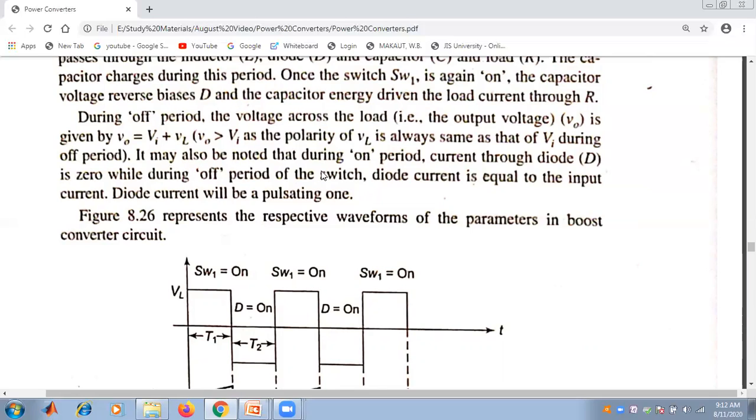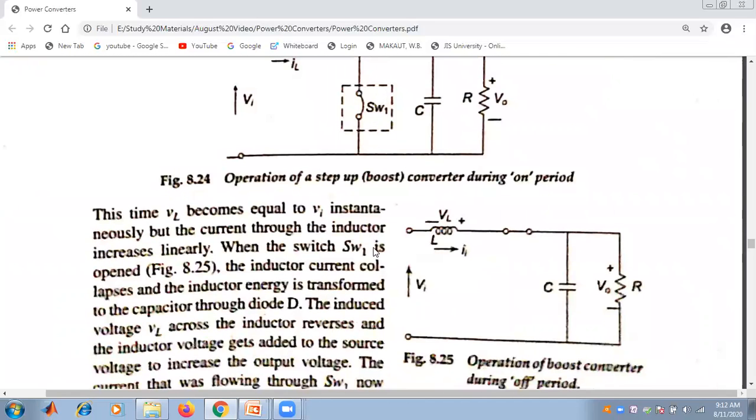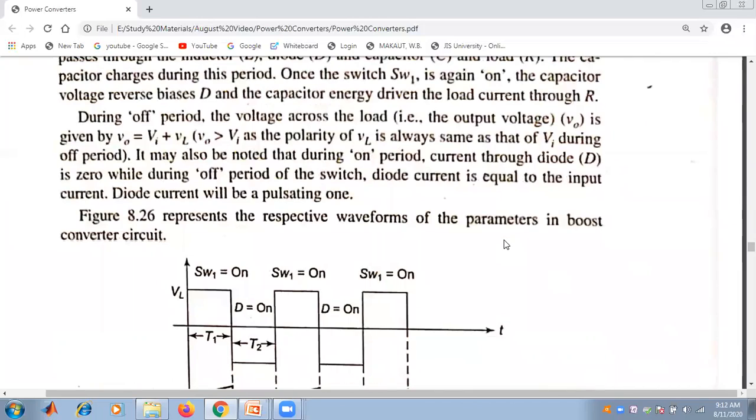It is also noted that during the on period, the current through the diode is zero. It is clear because the diode during the on period is reverse biased, while during the off period of the switch, the diode current is equal to the input current, the same input current, Ii, that is flowing through the diode. So the diode current will be the input current during the off period of the switch. So the diode current will be a pulsating one.